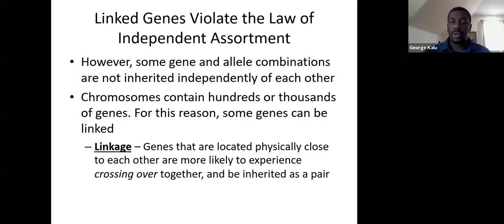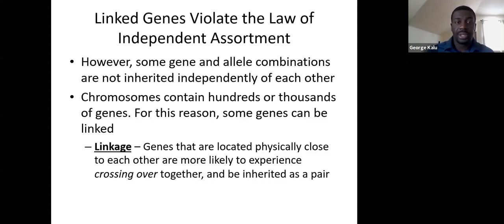So we call those genes linked. Linked genes are genes that are physically close to each other on the chromosome. Because of their close proximity to one another, they're more likely to undergo crossing over together and be inherited as a pair. So I'll show you an example of what I mean here.